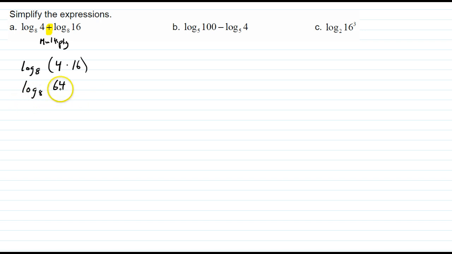So we have a base 8. Can I rewrite 64 with a base of 8? And so that'd be 8 squared. And so now that the bases are the same, this simplifies to 2.